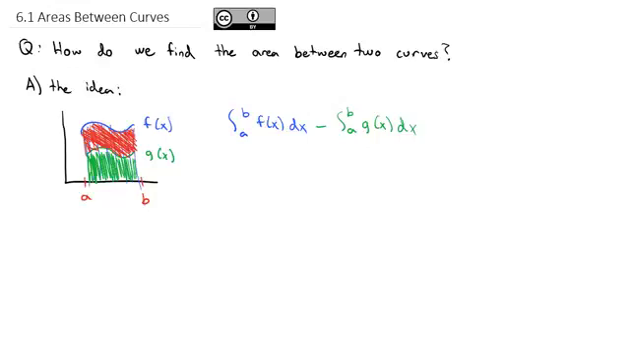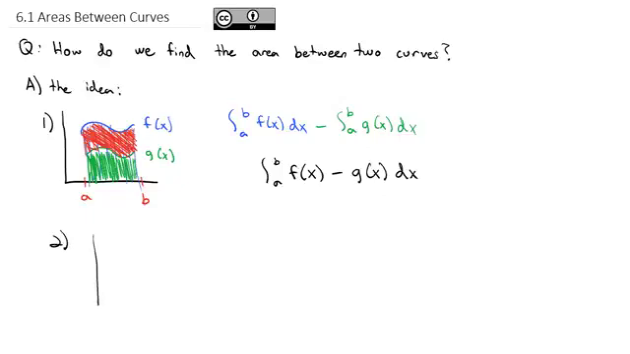Now we can clean that up a little bit and bring that together. Because we're integrating from a to b on both of them, we could just write that as a single integral of f of x minus g of x dx. In other words, we find the area underneath the top curve and subtract the area underneath the bottom curve. I should have numbered that number 1.